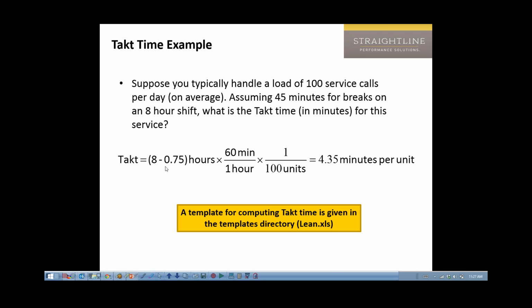So here we're looking at one person. If they're handling 100 service calls per day and they're taking 45 minutes for breaks in an 8-hour shift, what is that? So we're taking the number of hours times 60, converting it into minutes instead of days. 60 minutes in an hour, 100 units, that's every 4.3 minutes I'm going to produce a unit. Now, this is not to put pressure on people. That's not the idea. The idea is to get an idea so that later we can compare our lead time or our cycle time to this and understand if we're able to do what we need to do. All right. Hopefully this is pretty direct stuff.